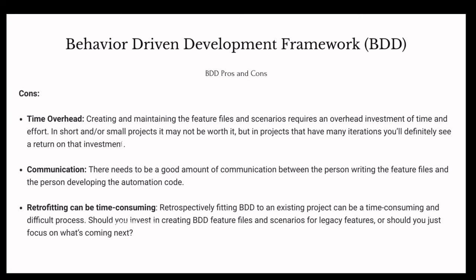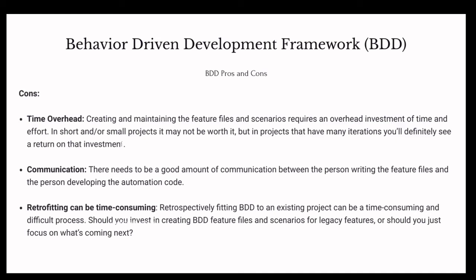Communication: there needs to be a good amount of communication between the person who's writing the feature file and the person developing the automation code. If the person writing the automation code is also writing the feature file, then it's very good. But in some teams the manual testers write the manual test cases in BDD format, so the automation person can leverage those BDD scenarios in his feature files. Sometimes what person X understands from a particular sentence and what person Y understands from it varies, so it sometimes creates confusion.